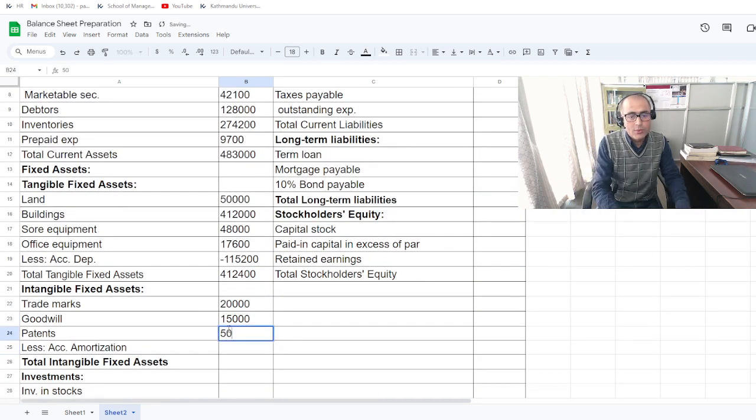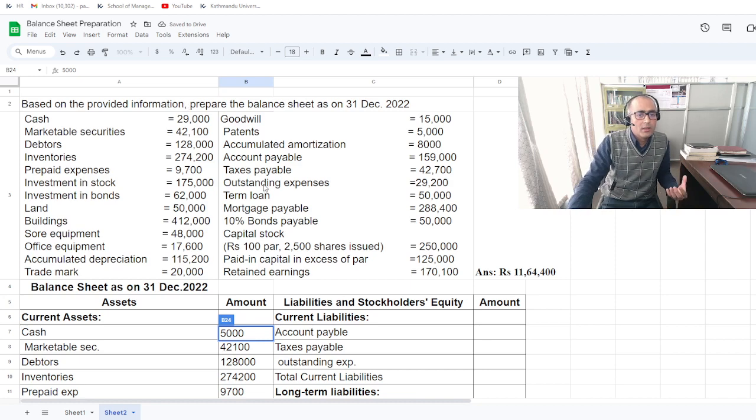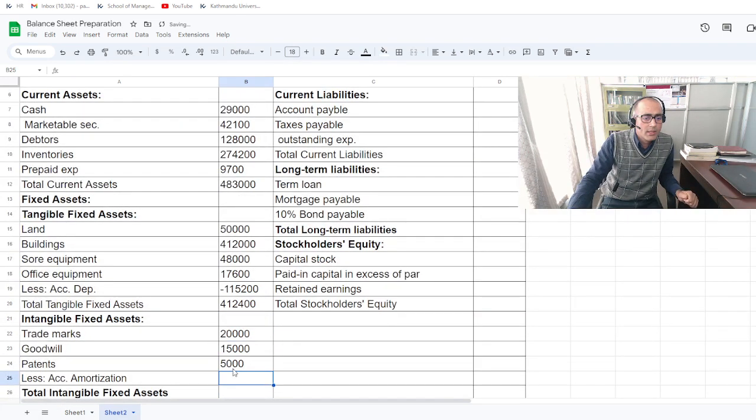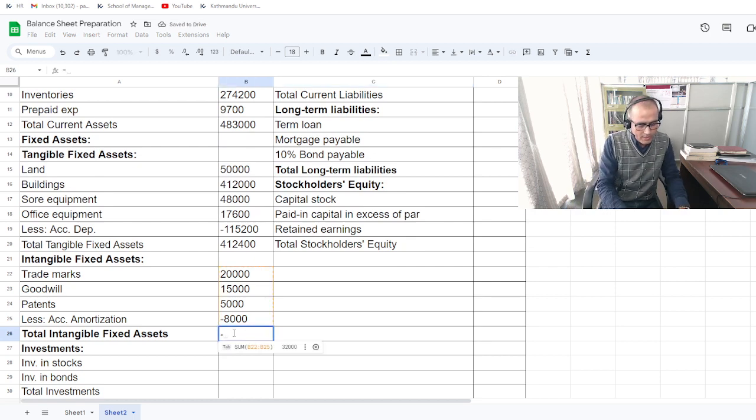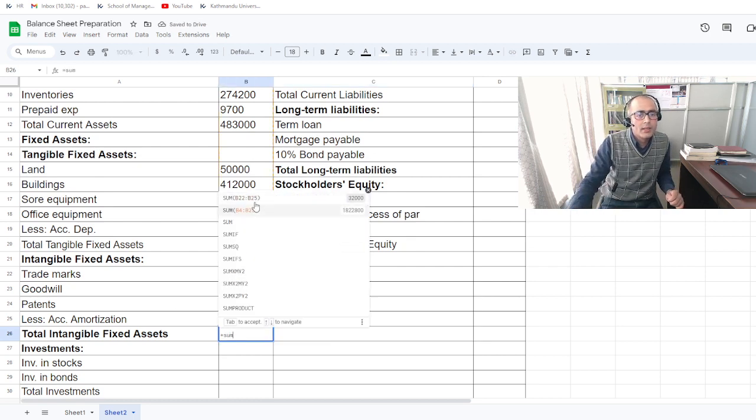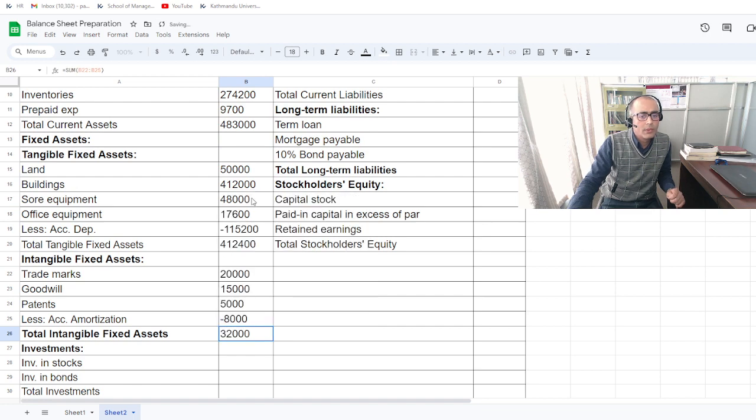Now the next one is the amortization part. Accumulated amortization will be in the case of intangibles, remember, friends. But if there is accumulated depreciation, that needs to be excluded from your total fixed assets. That is 8,000. You just use the bracket, less 8,000. Now what about the value of the sum here? The sum value is 32,000.